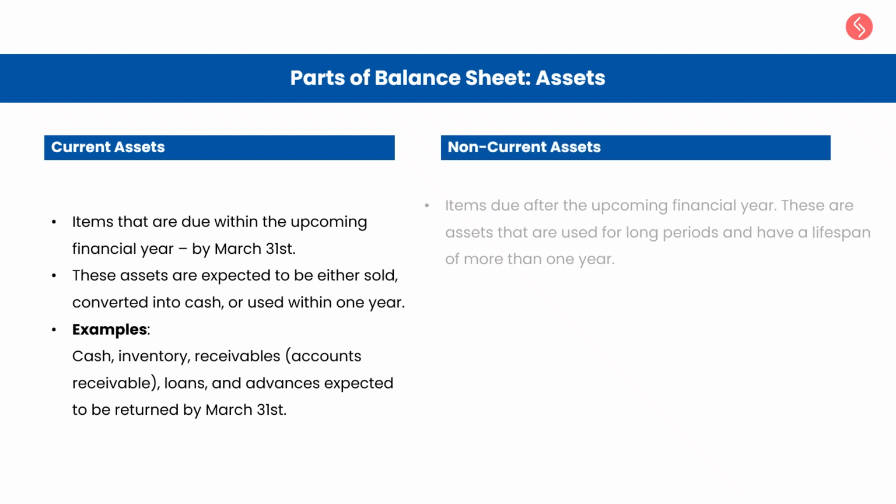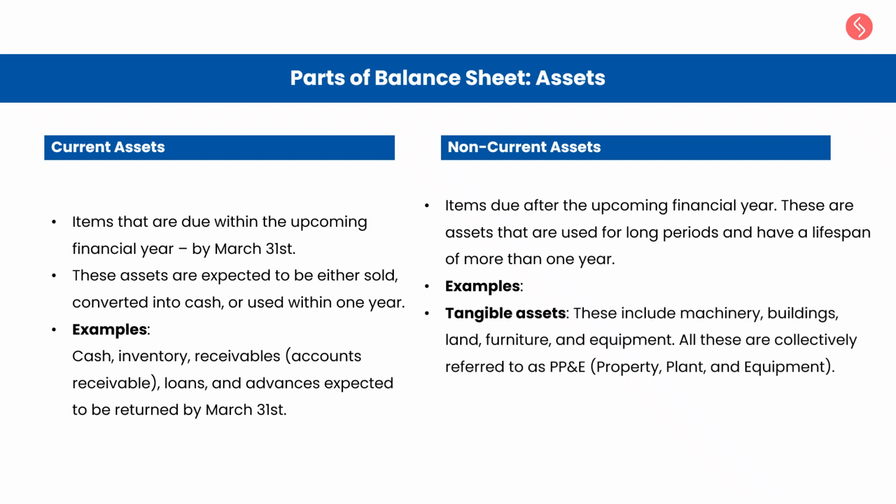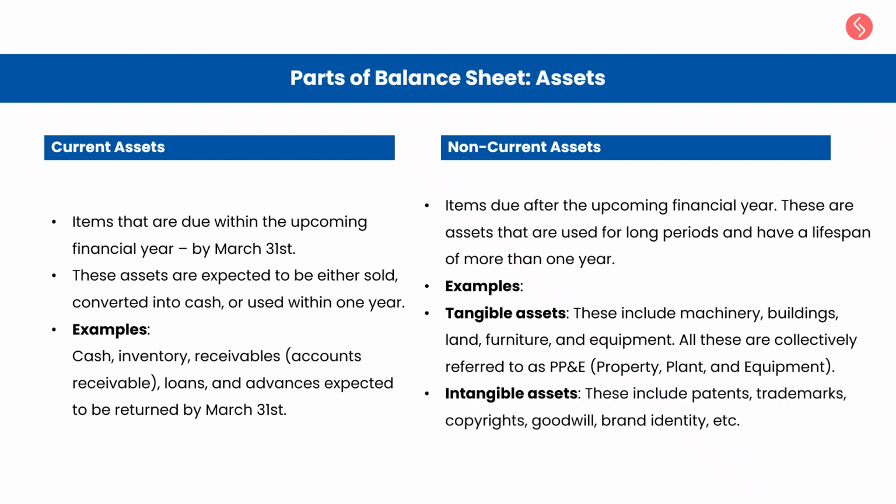Non-current assets. Items due after the upcoming financial year. These are assets that are used for long periods and have a lifespan of more than 1 year. Examples: tangible assets. These include machinery, buildings, land, furniture, and equipment. All these are collectively referred to as PP&E, property, plant, and equipment. Intangible assets. These include patents, trademarks, copyrights, goodwill, brand identity, etc.